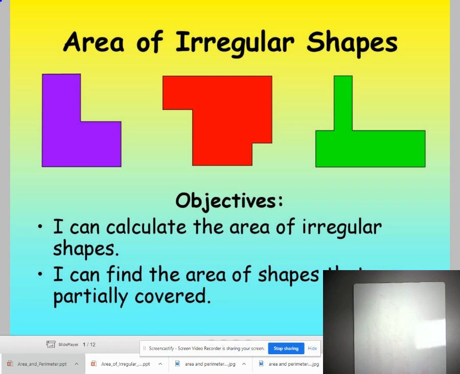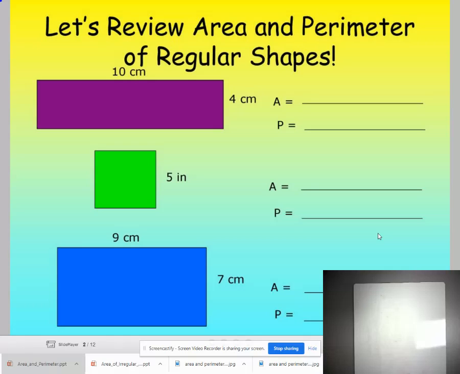Hi boys and girls, today we are going to review how to find the area of irregular shapes. So let's review area and perimeter of regular shapes.